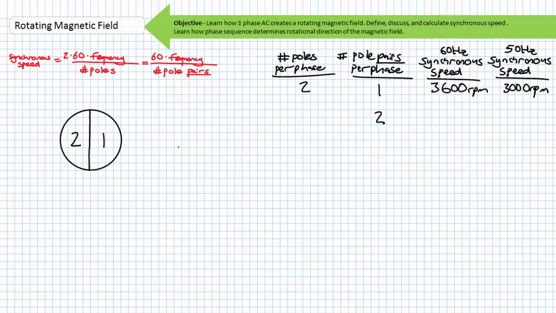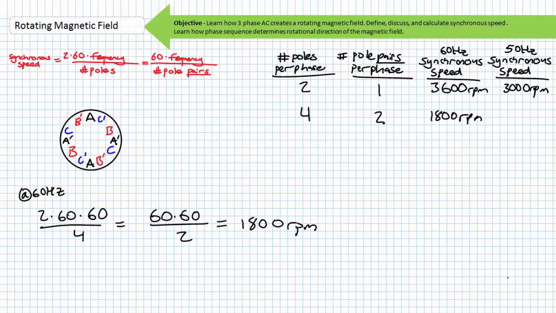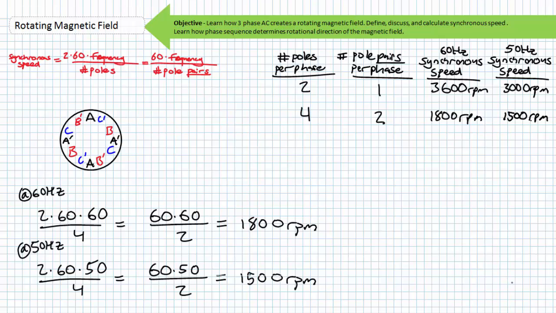Again, notice I'm using the term pole pair per phase. If there are 2 pole pairs per phase, this means there are 4 poles per phase. If this is a 3-phase AC motor, it means that there are 12 poles. If we substitute these figures into our formula, keeping track of which terms we're using, when operated at 60 Hz, we find the synchronous speed for a 2-pole pair per phase motor to be 1,800 RPM, exactly as we anticipated. This same motor, when operated at a slower frequency of 50 Hz, will rotate at 1,500 RPM.